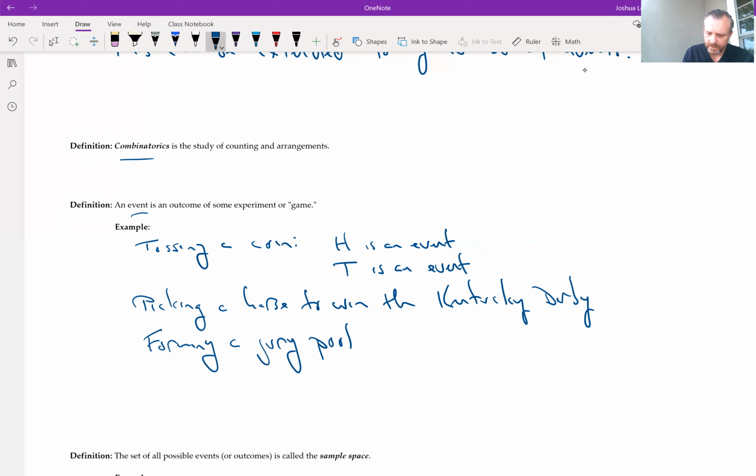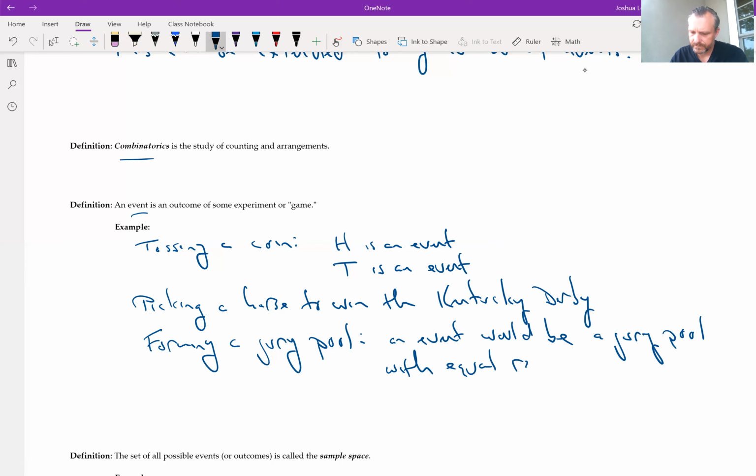An event would be a jury pool with equal representation of male and female. A little more complicated an example, but of all the different jury pools that could be formed, this would be one of those. And every forming of a jury pool is an event.